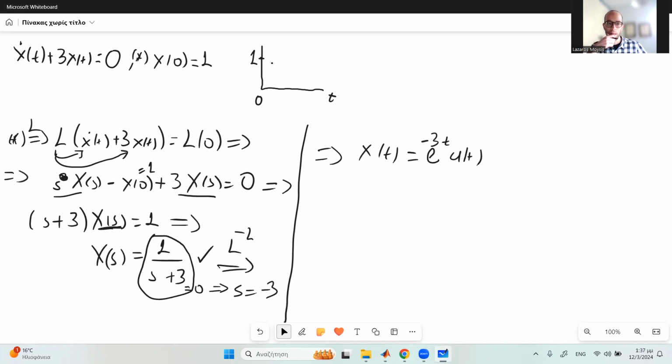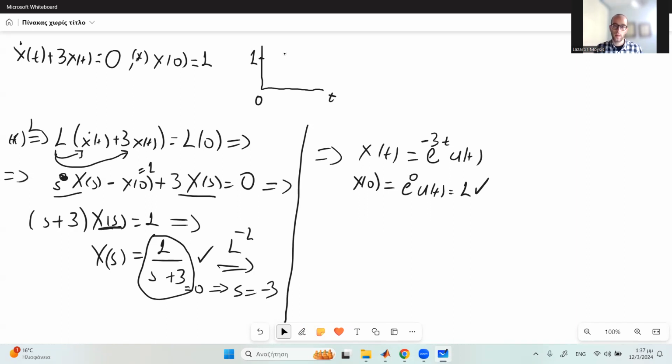So great. Now, let's see. Is the solution correct? Well, if I put x of 0 right here, the solution that I'm going to get should be the same as the one given by the exercise. And indeed, we would have e to the minus 3 t times u of t, which gives us 1 at time 0. So indeed, the system starts from position 1. If I got a different result, probably I would have made a mistake.